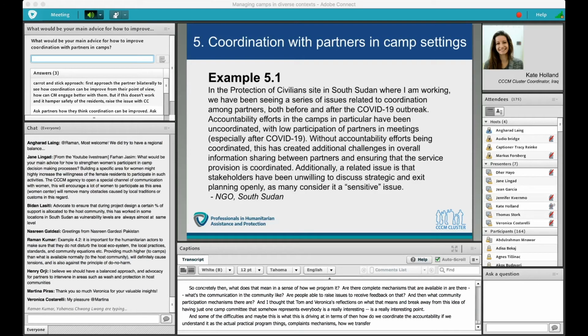One of the problems that I've come across has been how we marry our own organizational accountability with the requirements of accountability in the camps, so complaints and feedback mechanisms. Sometimes you can end up with multiple complaints mechanisms in the camp because every organization now needs to run one, and as camp management, obviously one of the things that we do is then run an overall camp coordination mechanism.